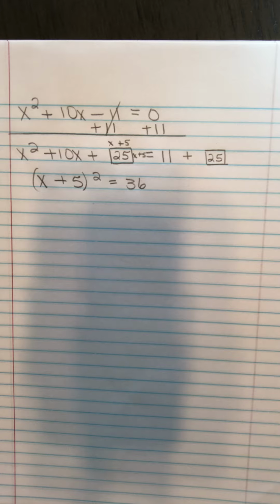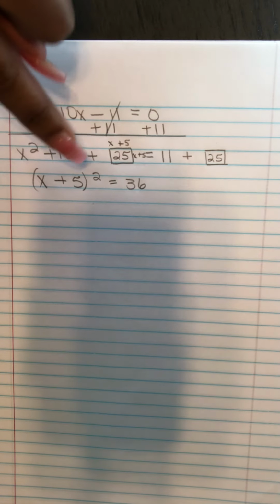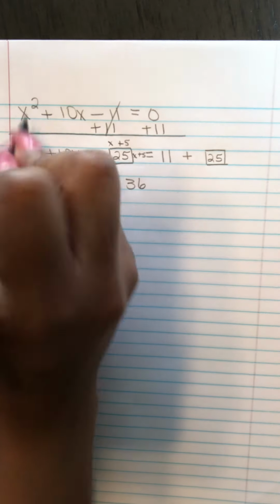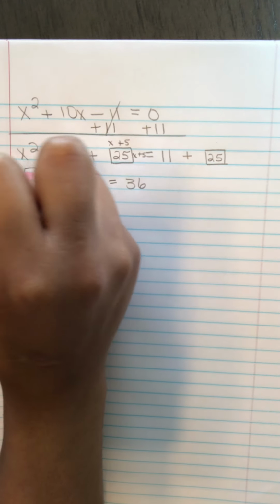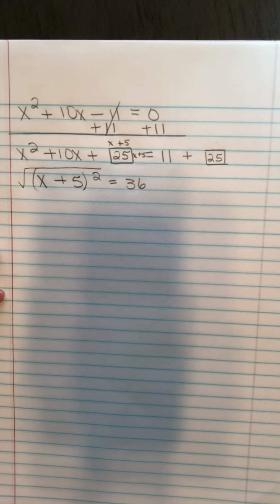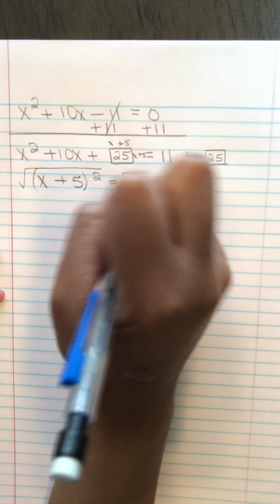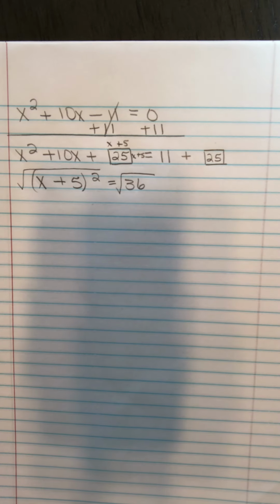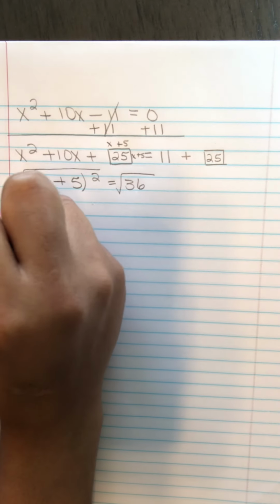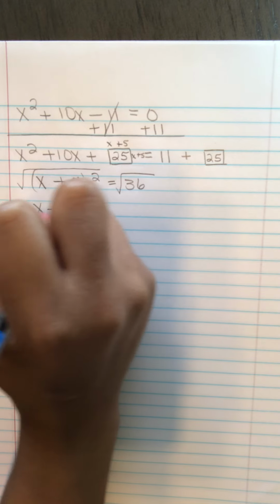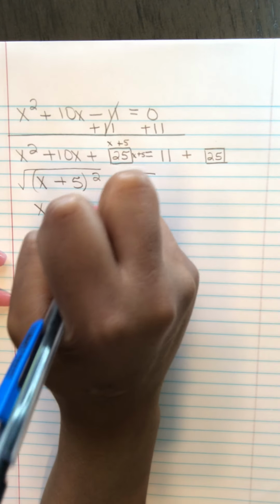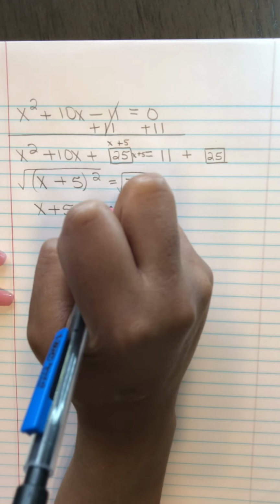Well, I can't solve for x yet because I have this square. So how do I get rid of a square? I take the square root. If I take the square root of this side, what must I do to the other side? Take the square root. When I take the square root of a square, guess what happens to my square? It's gone. And I'm left with x plus 5 is equal to, what's the square root of 36? It's going to be a plus or a minus 6.